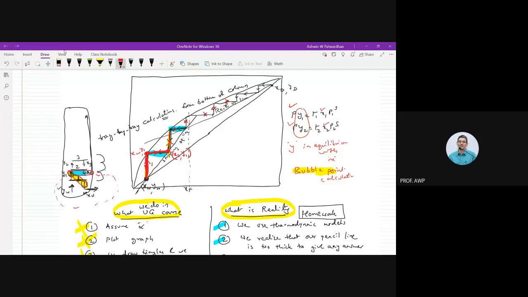Which means we are finding what is the Y2 in equilibrium with X2. So this point would be X2, Y2. Then we come to the operating line. This point would be now going from Y2 to X3. This point would be X3, Y2. Do you agree with that? Yes, sir.